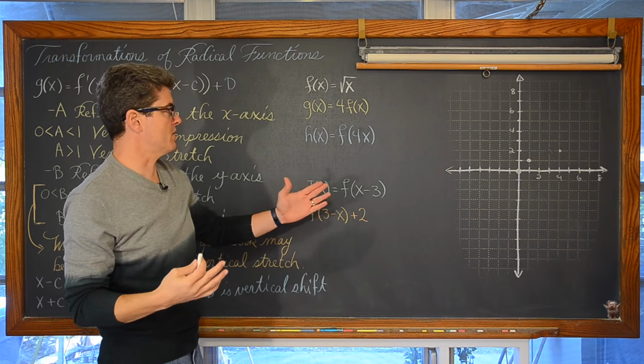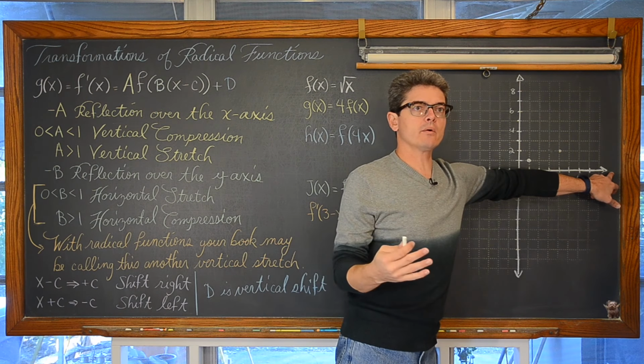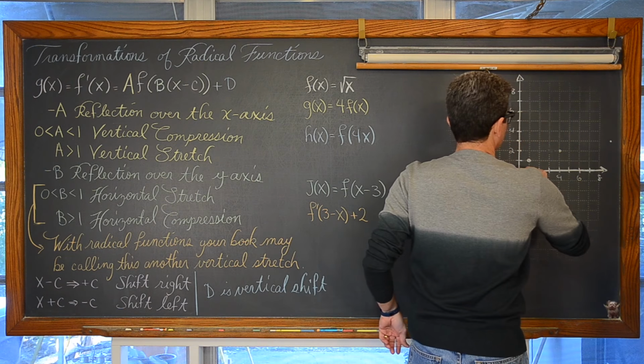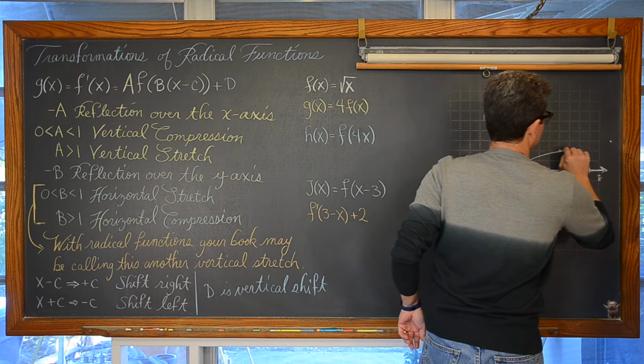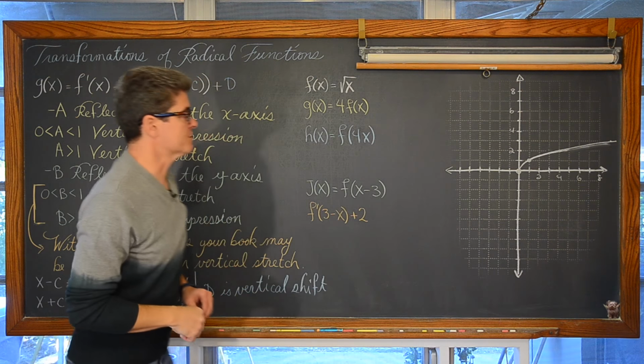And I'm going to go off the screen here, but if I go all the way out to an x value of 9, the square root of 9 is going to be equal to 3. And that's roughly the sketch of our parent function.